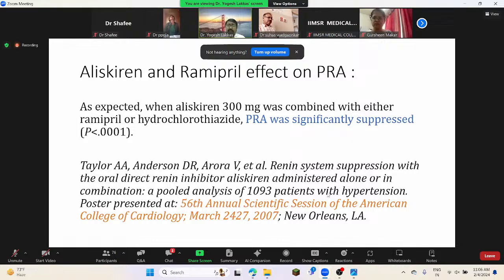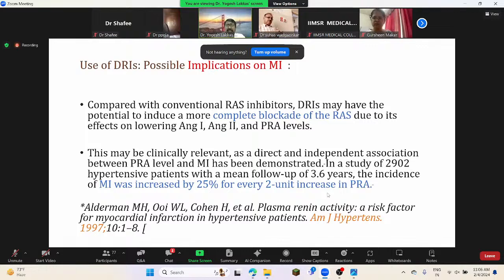Aliskiren and ramipril effect. Plasma renin activity is the important aspect that is significantly suppressed with aliskiren and ramipril. Ramipril we have been using for a long time, and again this data was published in a very important scientific session in 2007. Use of DRIs has possible implications in myocardial infarction. It completely blocks the RAS pathway.